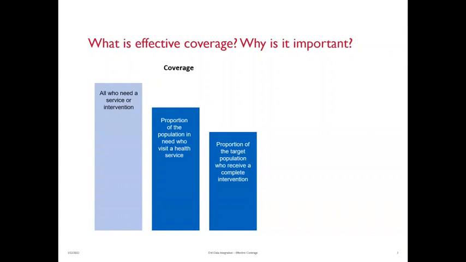So I think this will hopefully be helpful to quickly go over what effective coverage is and why it would be a valuable measure. For a long time, research has been very focused on coverage measures. Coverage looks at the population of people who need a service or an intervention and asks, are those people accessing the services they need?